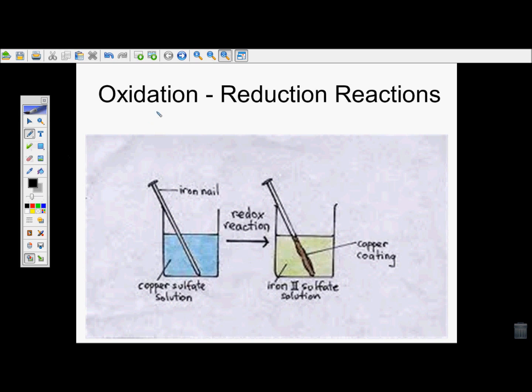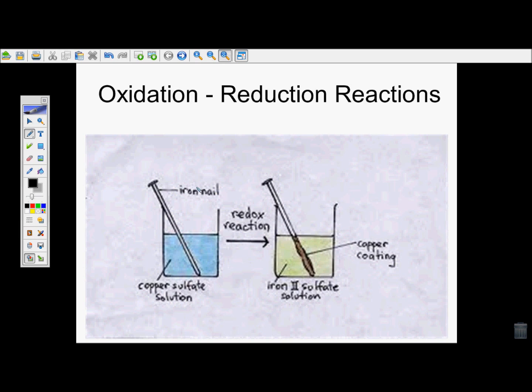Oxidation-reduction reactions, or redox reactions. Oxidation-reduction reactions are simply reactions in which electrons are transferred from one element to the other. The element that receives the electrons is said to be reduced, and the element that loses the electrons is said to be oxidized.